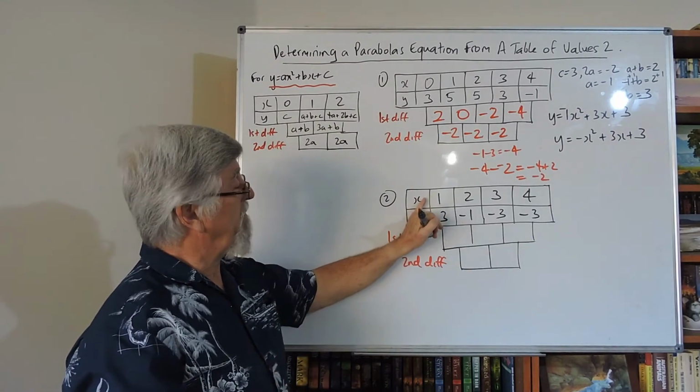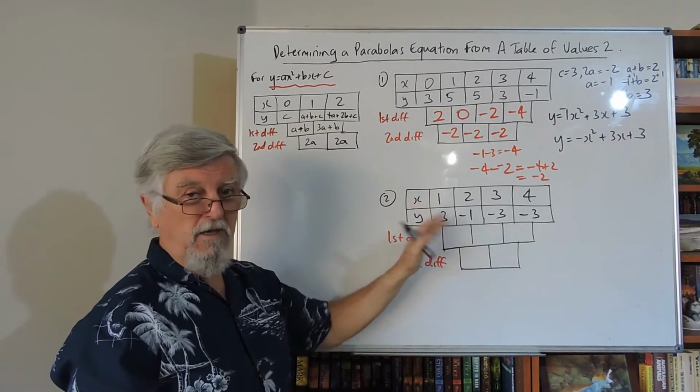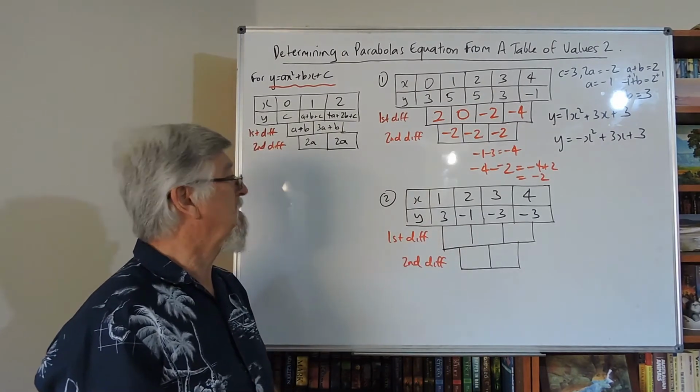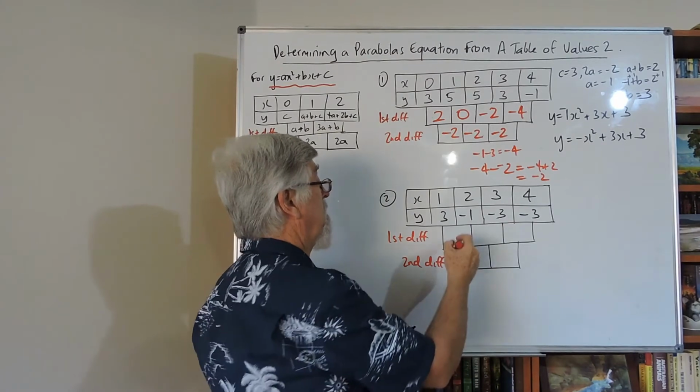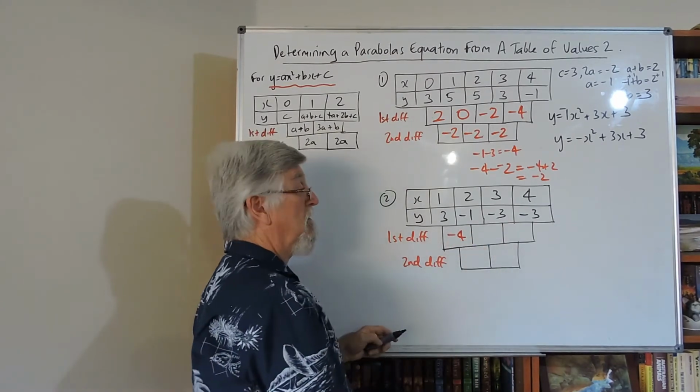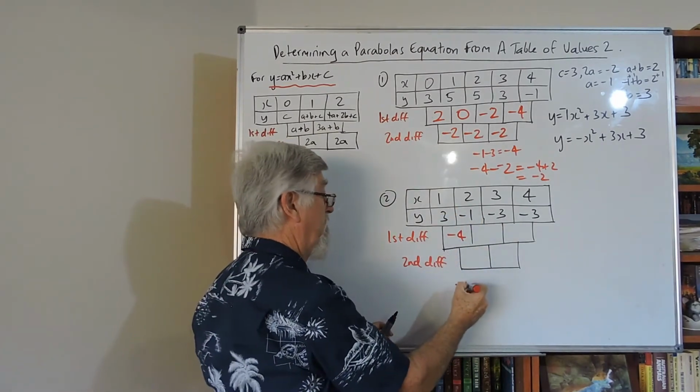Some people will figure out what 0 is from the pattern and go from there, but let's not do that today. First difference, how do I go from 3 to minus 1? I went down 4. So I could have gone minus 1, minus 3.